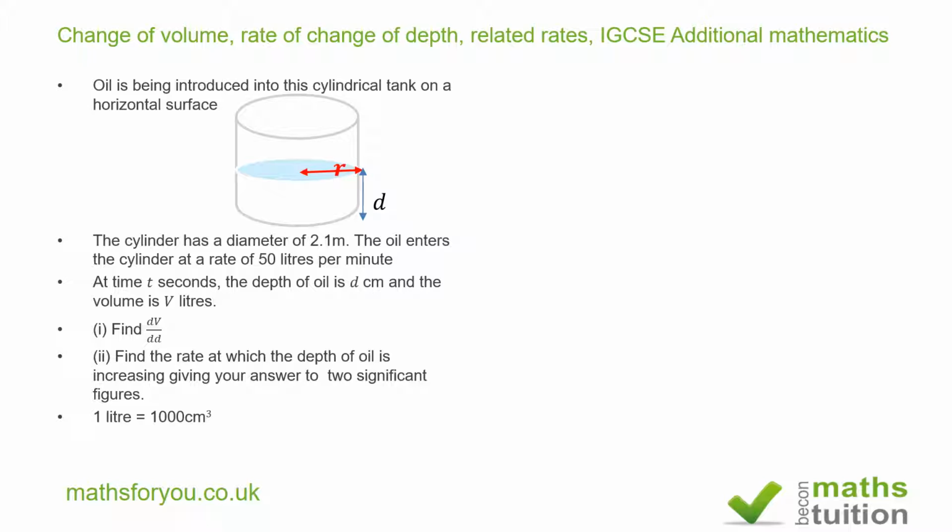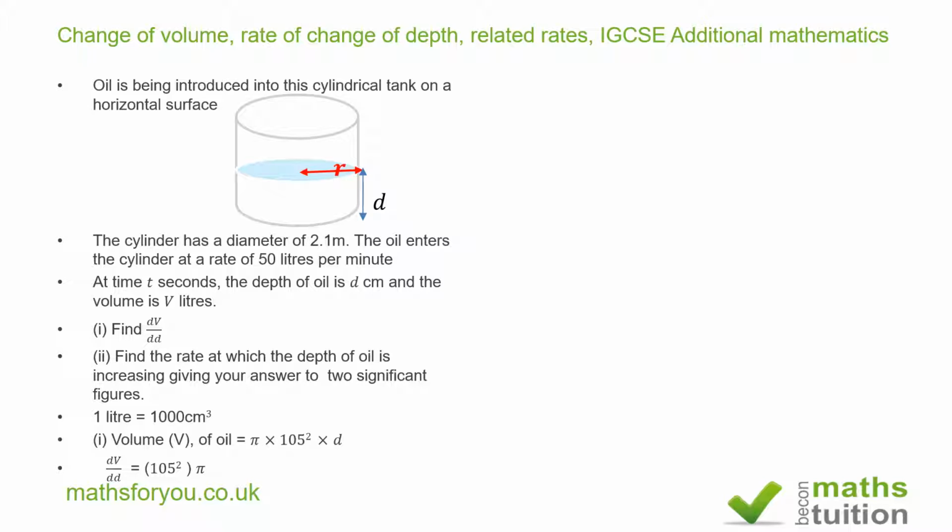Now, what I've done firstly is to say that 1 liter is equivalent to 1,000 centimeters cubed. For the first part, the volume of oil is given by V equals pi times 105 squared times D, 105 being the radius of the cylinder. So if we differentiate V with respect to D, dV over dD is equal to 105 squared times pi.